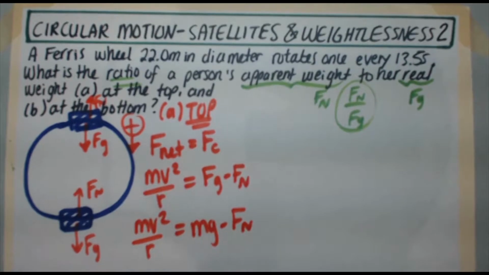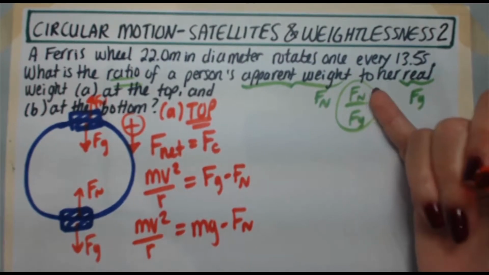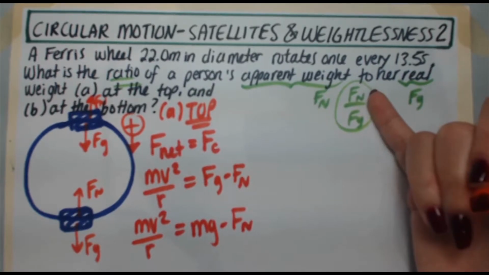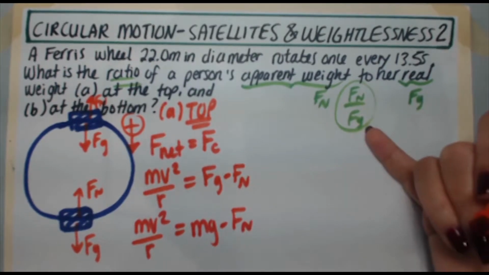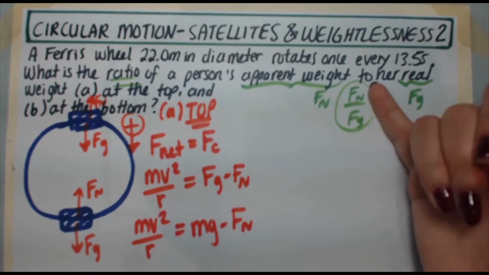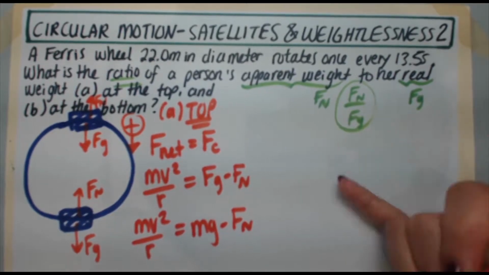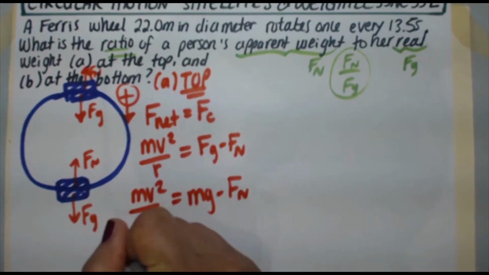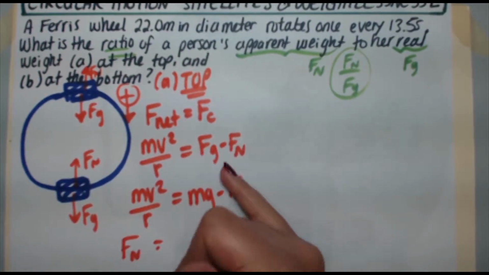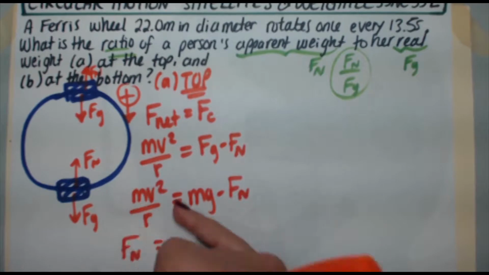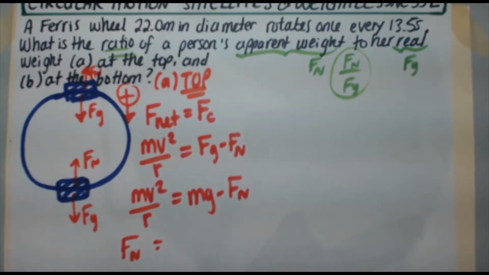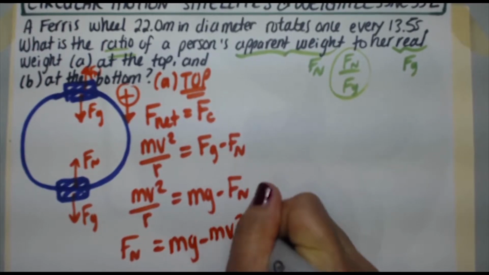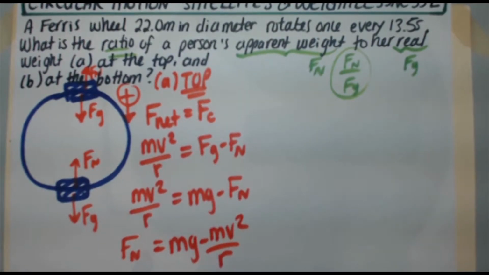I'm going to rearrange this for Fn. You know what? When I do the ratio Fn over Fg, Fn I don't know. I have to figure out an expression for that. But Fg, I know, it's just mg. So it's going to be something over mg. So I've got to figure out what that something is by solving for Fn here. So Fn, if I bring the minus Fn to the left, and I bring the positive mv squared over r to the right, I'll get Fn equals mg minus mv squared over r. Okay, so there's my Fn.